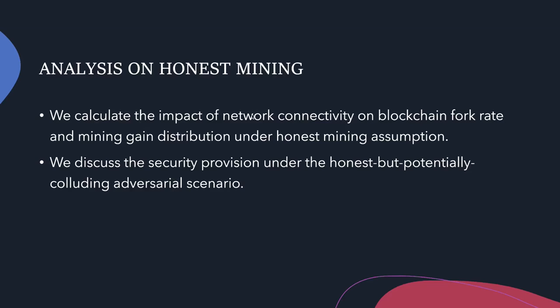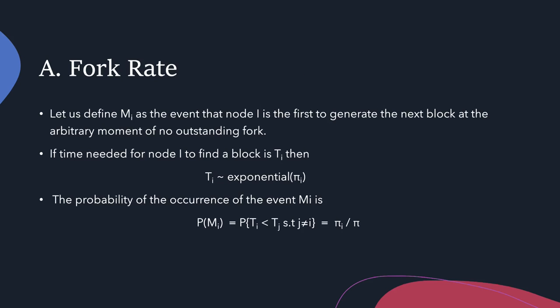Now let's do the analysis on honest mining. We calculate the impact of network connectivity on blockchain fork rate and mining gain distribution under the honest mining assumption. We also discuss the security provision under the honest but potentially colluding adversarial scenario. Now let's discuss the fork rate.